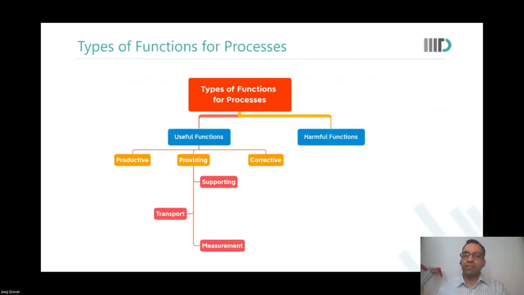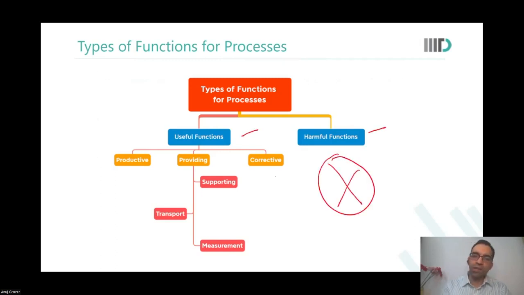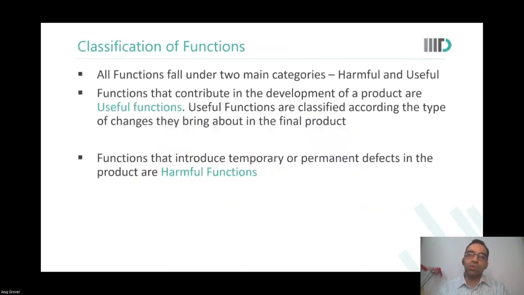So first thing is there are different kinds of functions here also. Useful functions, harmful functions. No further classification of harmful functions, but useful functions are divided into three types: productive, providing, and corrective. There are three types of providing functions: supporting, transport, and measurement. Each of these functions, each of these operations has a cost associated with them and a value that they add to the system.